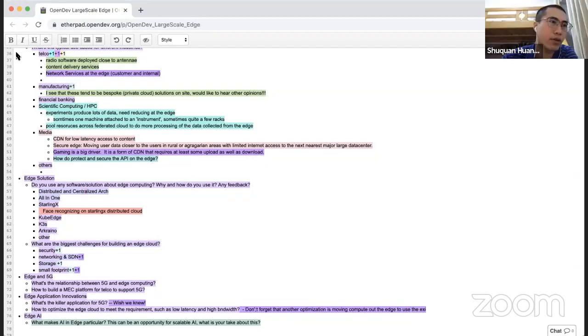So the next question is, what's the biggest challenge for building an edge cloud? I think the networking is all three have, and do you want to share?